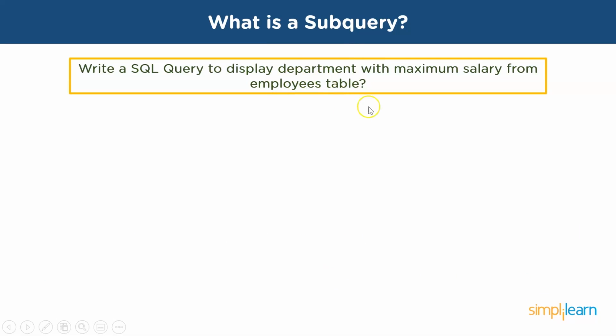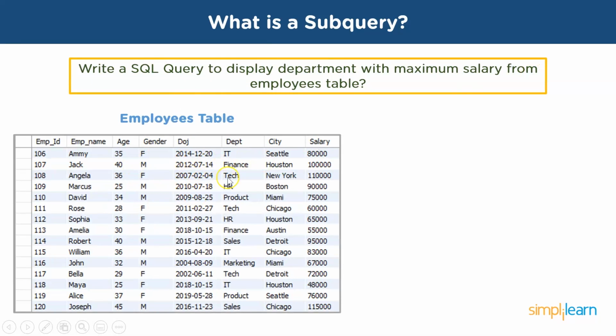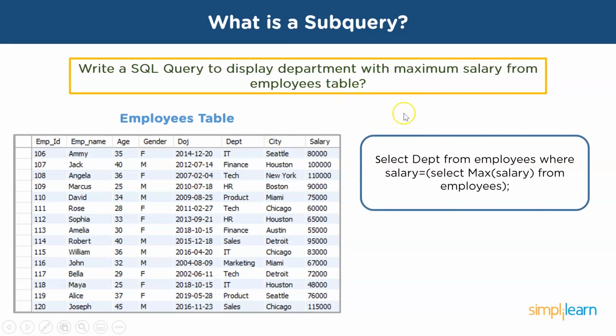Alright, now let's see an example. We have a question at hand, which is to write a SQL query to display department with maximum salary from employees table. This is how our employees table looks like. It has the employee ID, the employee name, age, gender, the date of join, department, city and salary. Now to solve this query, my subquery would look like this. I'll first select the department from my table, that is employees, where I'll use the condition salary equal to, and then I'll pass in my inner query, which is select max of salary from employees.